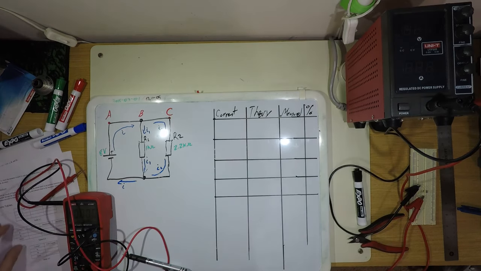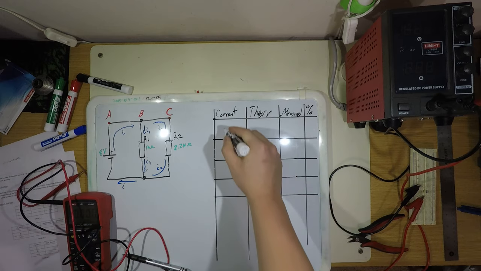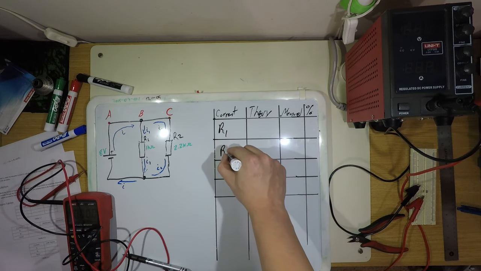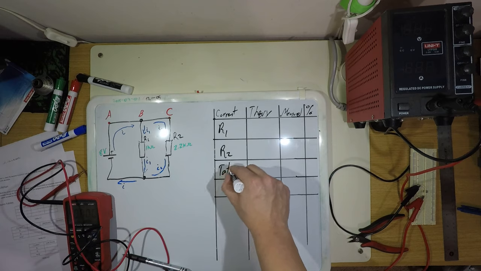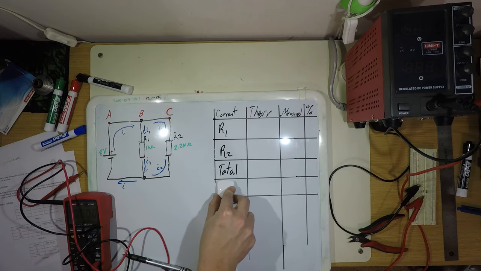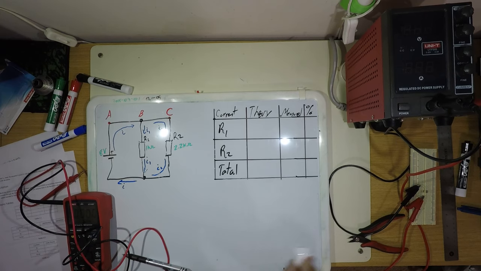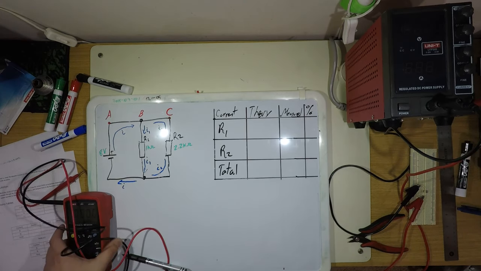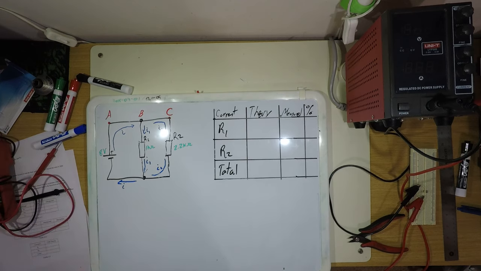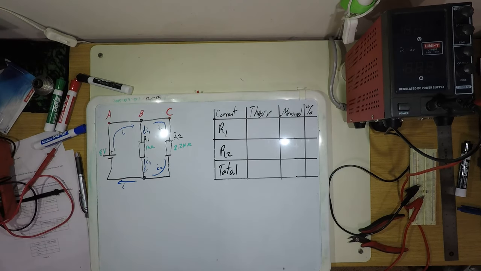And okay, so I need four: R1, R2, R1, R2, total. Here is where this starts to get kind of interesting. As I mentioned before, the current through I1 and the current through I2 are going to be different.